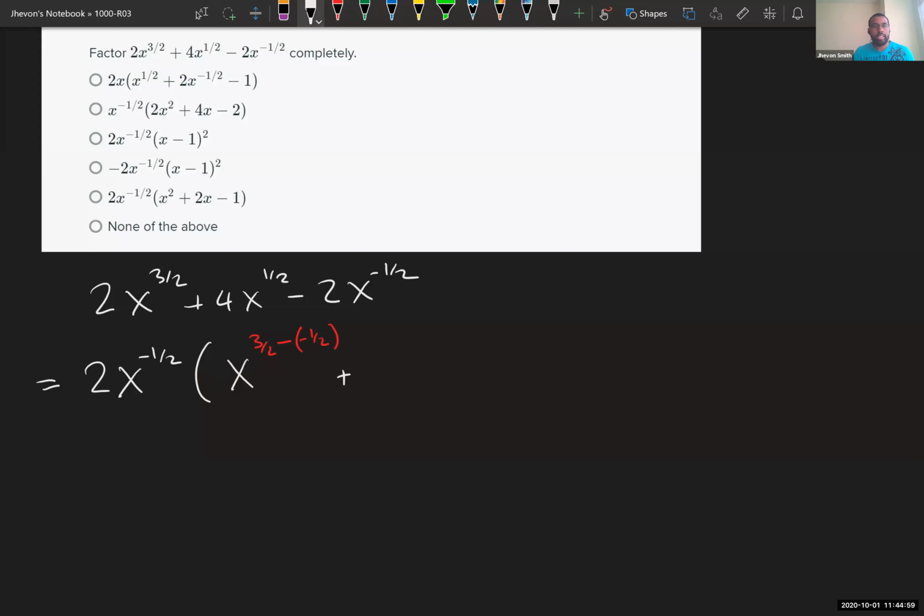Plus, move on to the next term, the 4. If I factored out a 2, there's a 2 left over here. And what is the power that's left? Then that's going to be 1/2 minus the power that was factored out, that would be 1. Minus the other one, we have 2 being pulled out. So now what's left over? It's x to the minus 1/2 minus a minus 1.